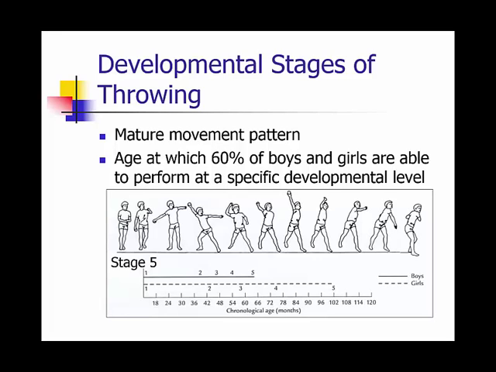So that's interesting, why it takes so long for girls to reach that 5th level of throwing as opposed to the boys. And there's been a lot of research that's tried to investigate what's going on there. Is it genetics? Is it physiological? Is it sociological? Trying to explain those big differences.